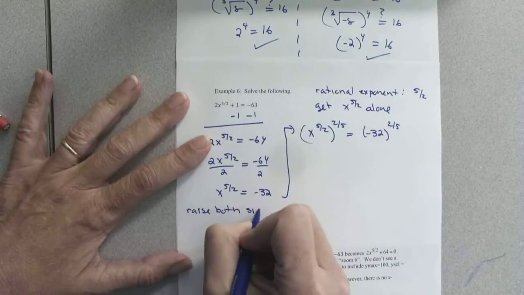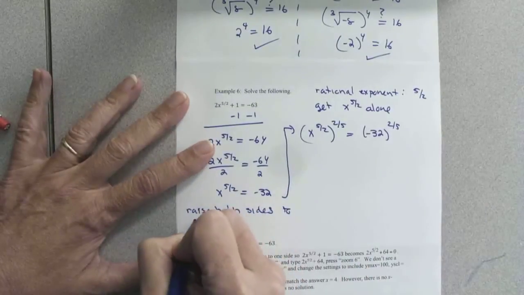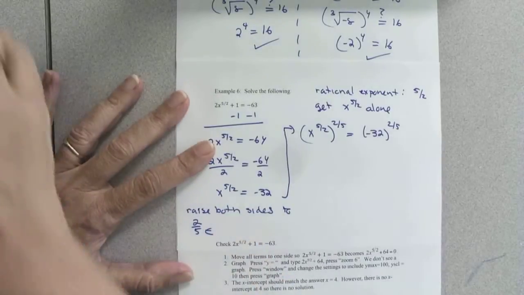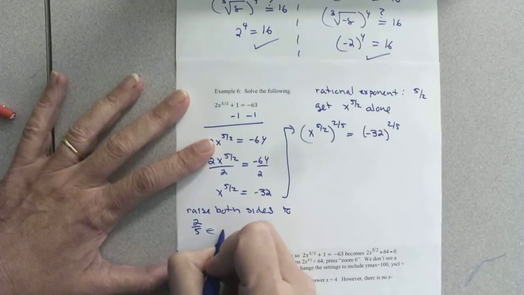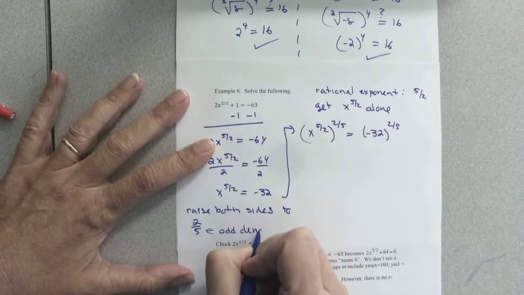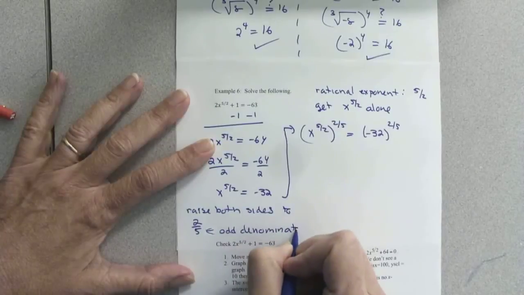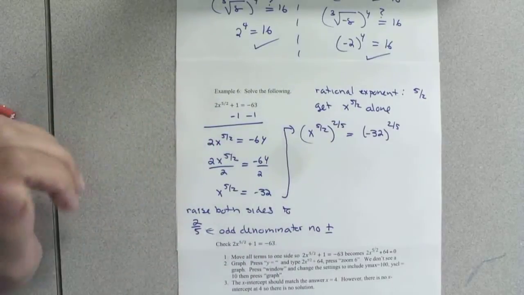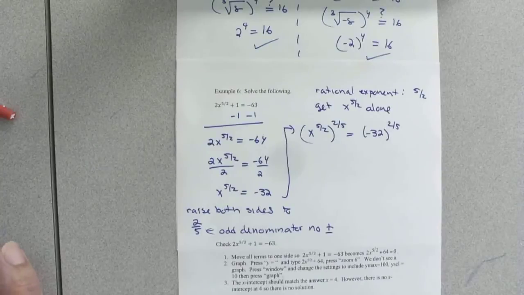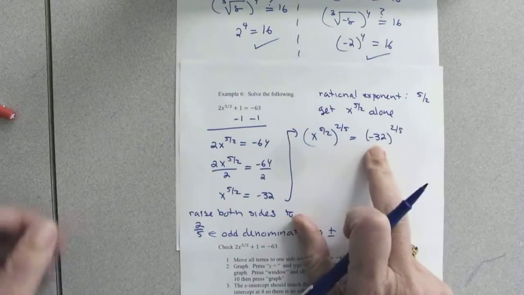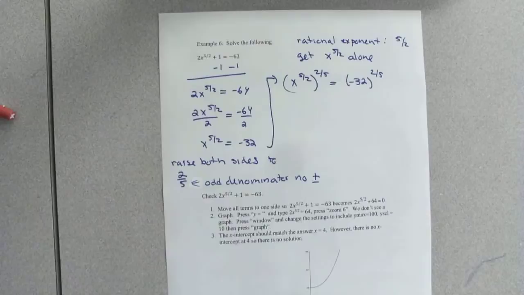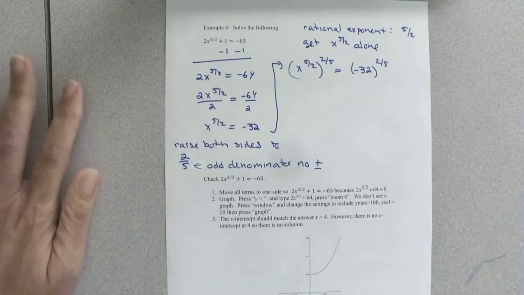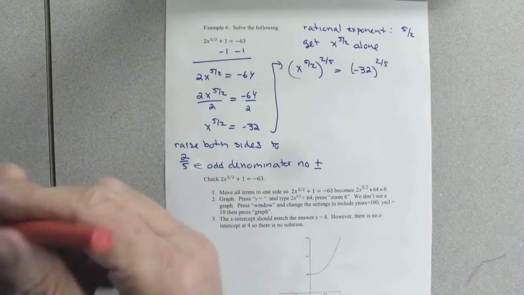Raise both sides to 2/5. My denominator is odd. Odd denominator. No plus minus. It's when the denominator is even that I have a plus minus. Now notice the careful use of parentheses here. I want that entire negative number raised to the 2/5, so it has to go in parentheses. If you're going to use your calculator, that has to be in parentheses.